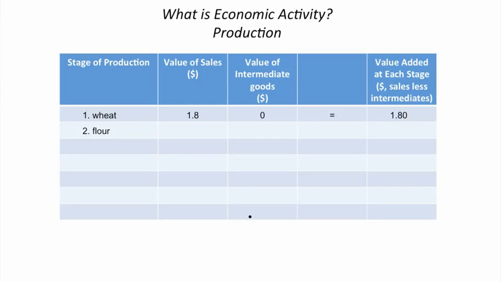There'll be a second stage now where the wheat is sold to a flour mill. The flour mill purchases the wheat for $1.80, so the wheat now becomes an intermediate good for the flour mill. Let's suppose that the transformation of wheat into flour means that that flour can be sold for $3. This stage of the production process has therefore value added to those resources by $1.20. Resources that came into the flour mill valued $1.80 have now been transformed into resources valued at $3.